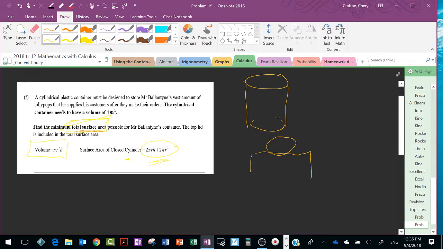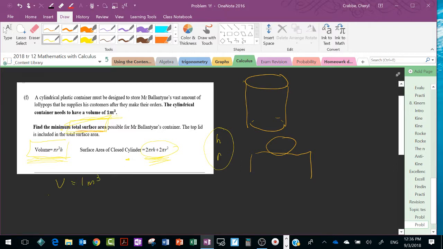And this happens a lot in optimization questions because often in your formula, you have more than one unknown. And in this case, we have basically an H and an R that's unknown. And we can't have two unknowns in our formula if we're going to solve it. So this formula, the volume formula, helps us sort that out. And they give us some information about the volume. They tell us the volume is equal to 1 cubic meter. So volume is 1 cubic meter.